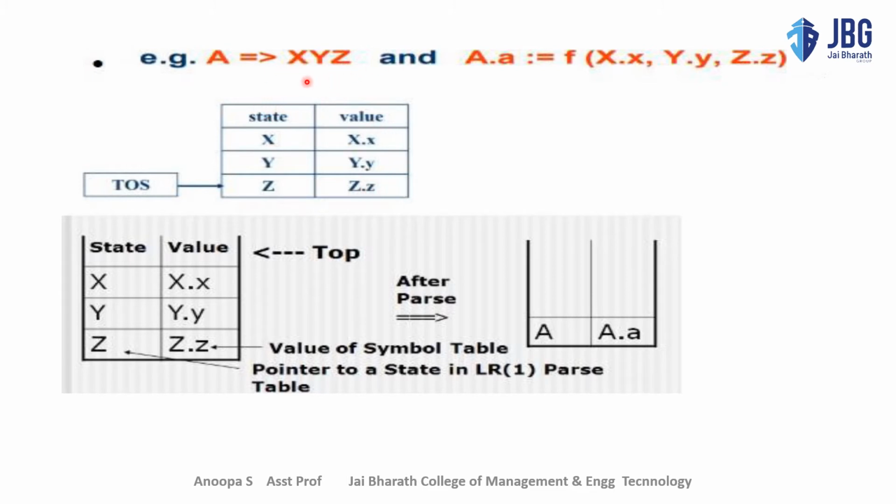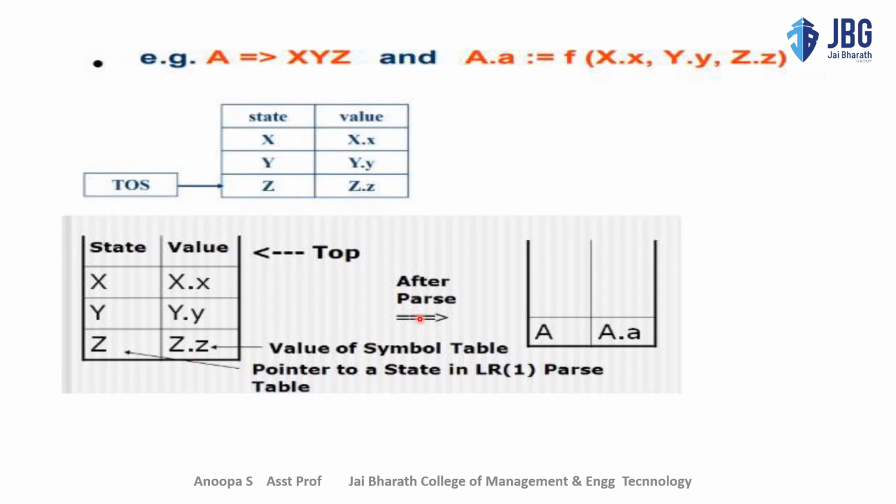So first I will push x and the corresponding value is x.x. Then I will push y, the corresponding value is y.y. And I will push z, the corresponding value is z.z. In this particular diagram, the top of the stack is shown here. Okay, so this is another one. Same thing, where the top of the stack is on the top. So this is a pointer to the LR(1) parse table. Okay, and this is the corresponding value. So I am pushing XYZ.